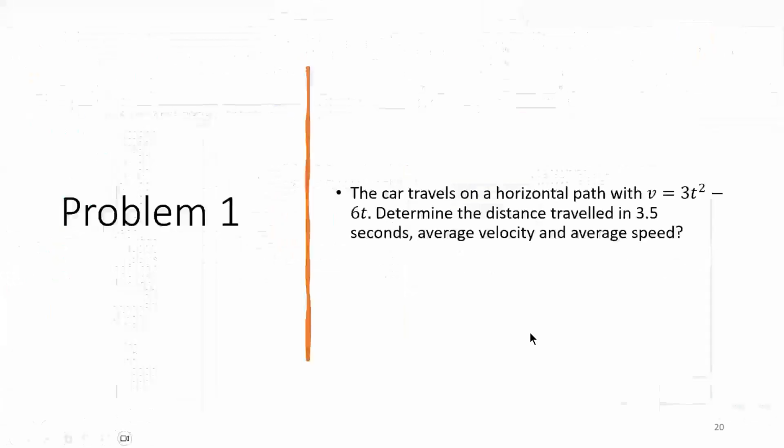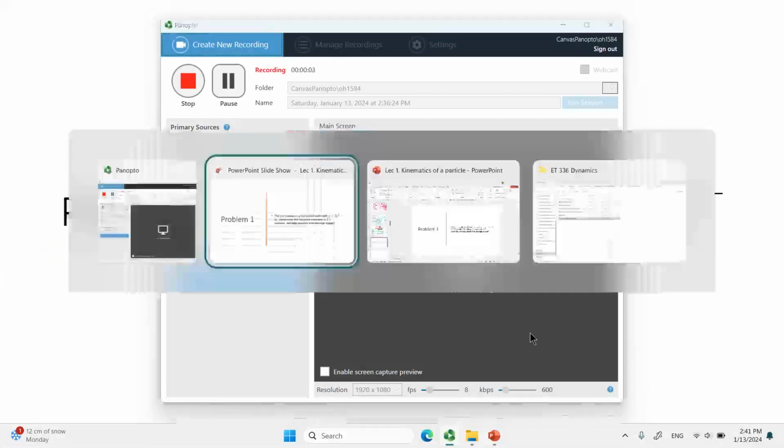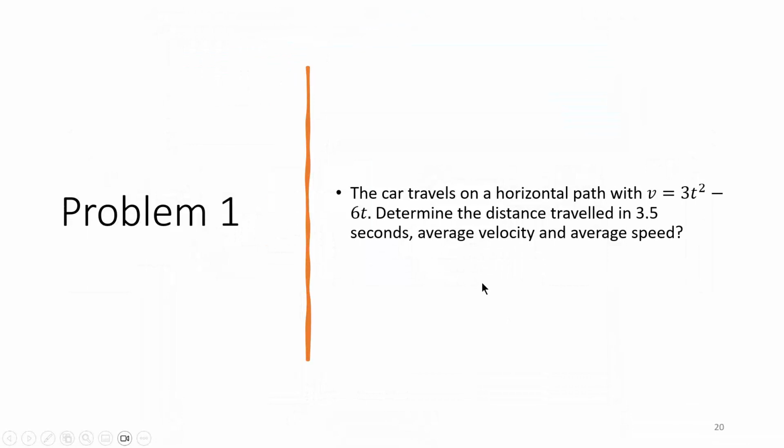Hello everyone again. So in this recording I will solve a simple problem. And the problem statement is that we have a car traveling with a velocity of 3t squared minus 6t in a horizontal path. To determine the distance traveled in 3.5 seconds, the average velocity and the average speed.